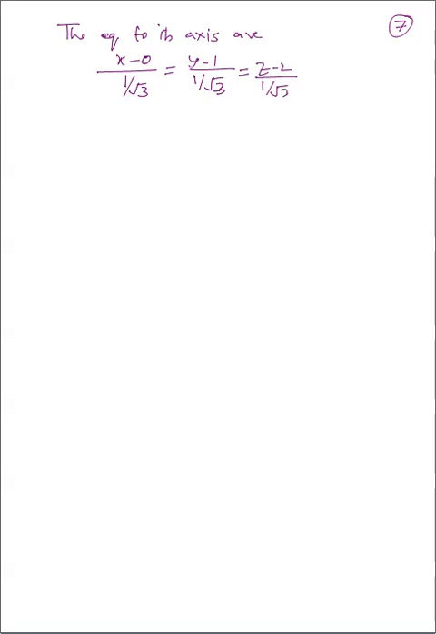The equation to its axis are x, because the straight line will pass through this point 0, 1, 2, and we have found out l, m, n. So x upon 1 upon root 3 is equal to y minus 1 upon 1 upon root 3 is equal to z minus 2 upon 1 upon root 3, which is equal to say r. So x is equal to y minus 1 is equal to z minus 2.